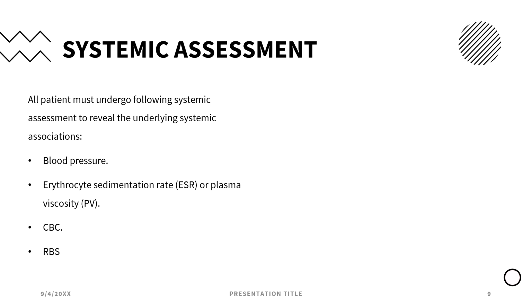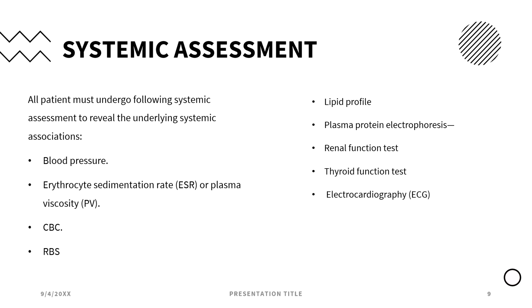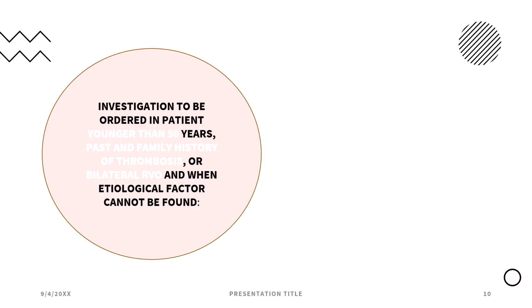Systemic assessment. All patients must undergo the following systemic assessment to reveal the underlying systemic association, which are blood pressure, ESR, CBC, RBS, lipid profile, plasma protein electrophoresis, renal function test, thyroid function test, and ECG.